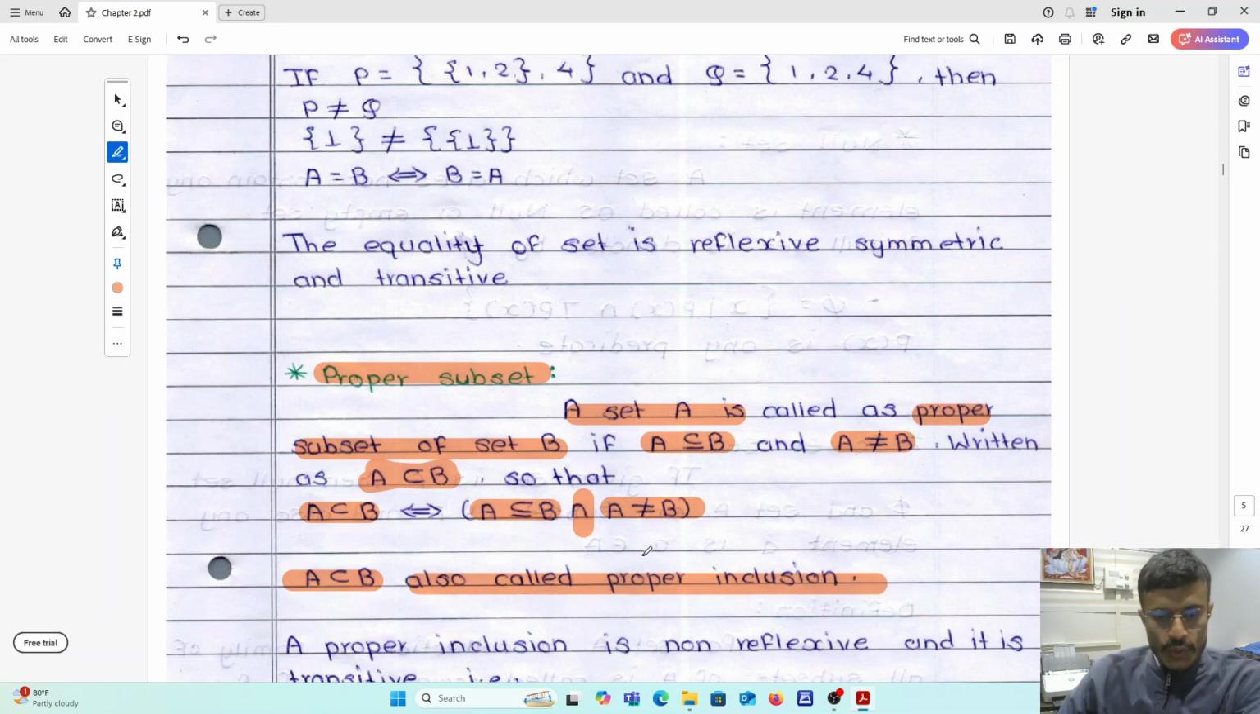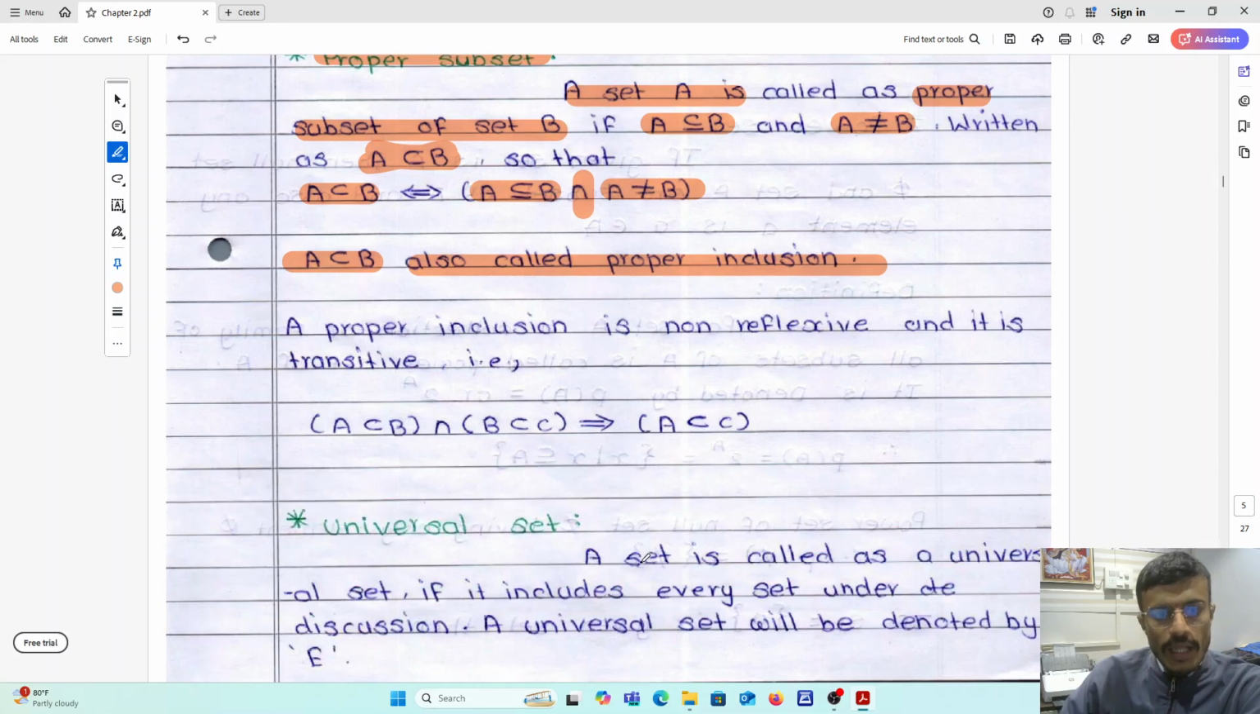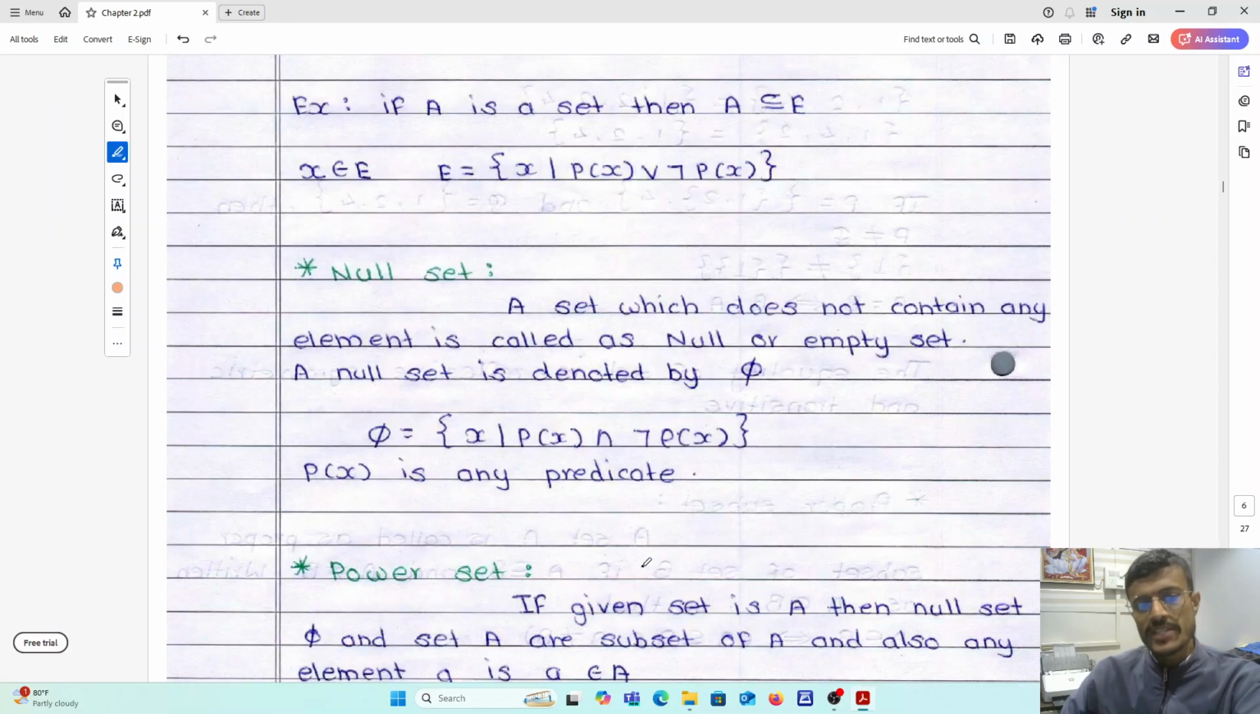Now universal set. So what is meant by universal set?